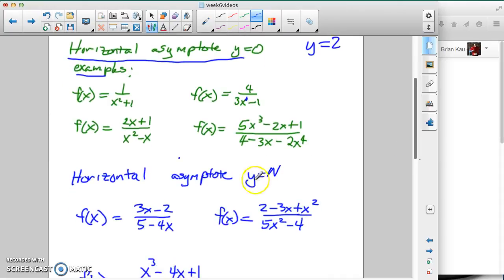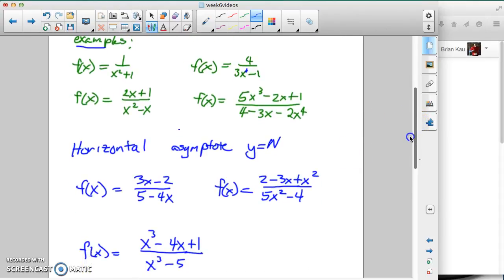A horizontal asymptote at y equals n happens when we divide the highest powers of each, the denominator and the numerator, but they have to be the same. So we look at this power, we have a power of 1 here in the numerator, we have a power of 1 in the denominator. These are the same. It has a horizontal asymptote. In order to find the horizontal asymptote, we would take that term, 3x, over the term on the bottom, which is negative 4x, and we would divide those two and get negative 3/4. So this gives us an answer of y equals negative 3/4 as a horizontal asymptote for that first example.